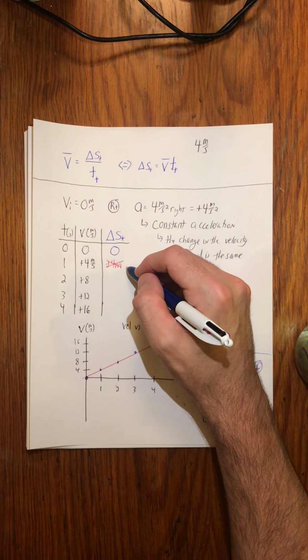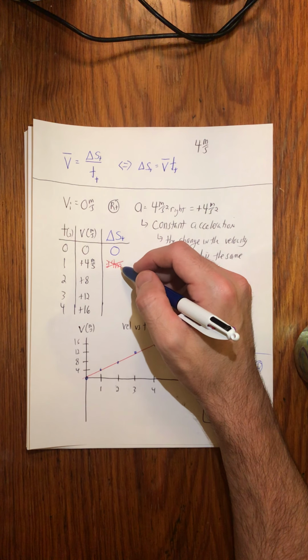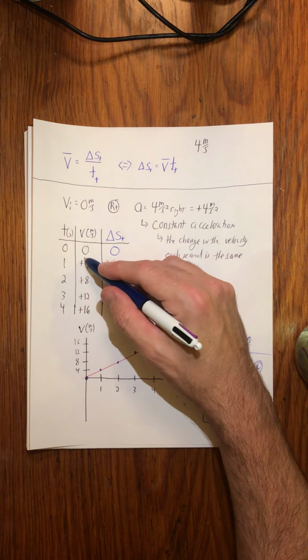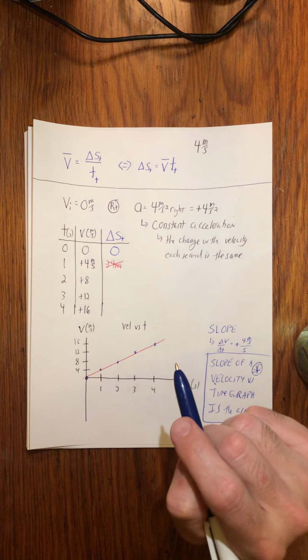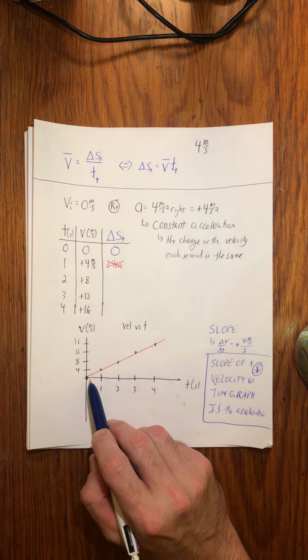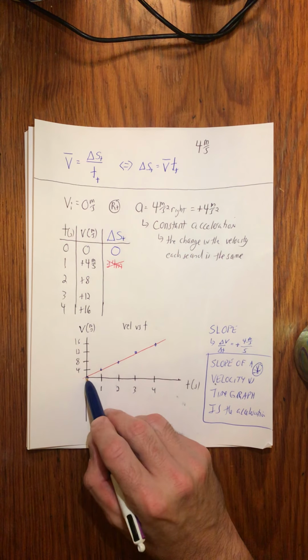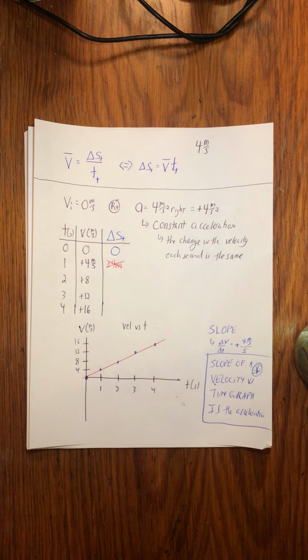So therefore, the object couldn't have traveled 4 meters in 1 second because it wasn't traveling at 4 meters per second for the entire second. In fact, for all of that second, it's traveling at less than 4 meters per second and only gets to 4 meters per second at the very end of that second, instantaneously at the end.